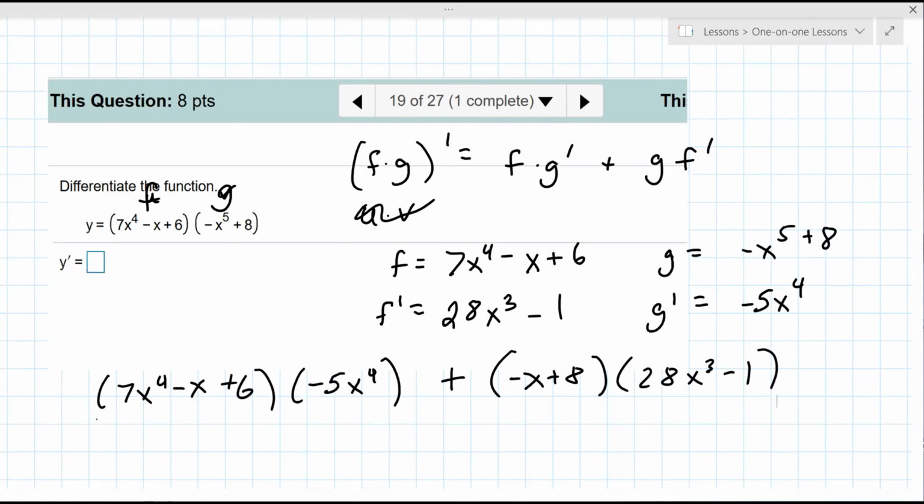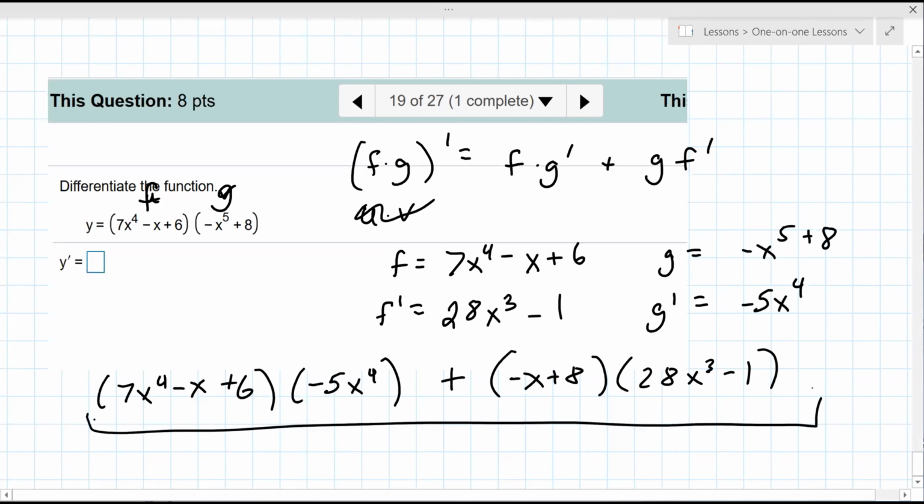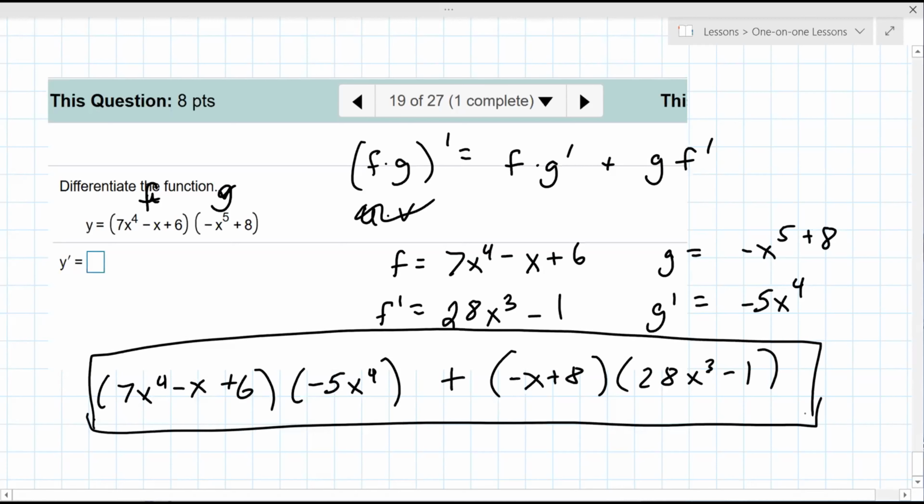So this whole thing that looks horrible, this is what you put into the answer. You don't have to multiply it. You don't have to do anything except put this in. Okay, so that's the answer. That's the answer. All right, so you did say to skip.